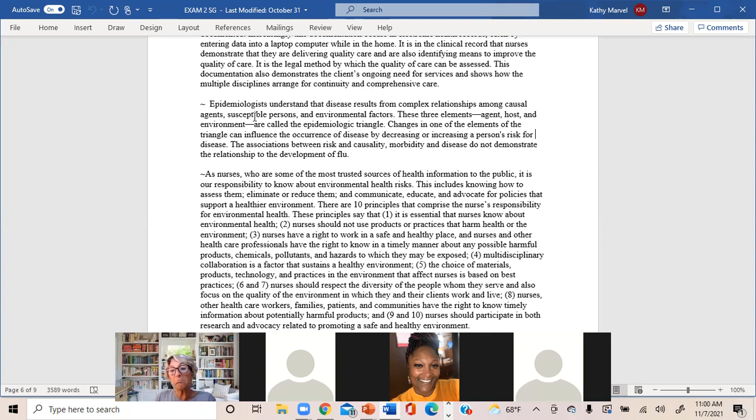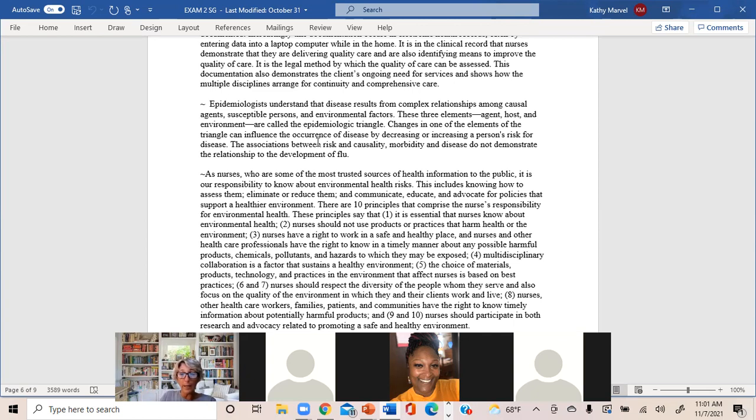Is the agent minimal? Is it, you know, the minor flu? Is it big? Is it COVID? And what's the environment? Is it the community setting? Is it a long-term care setting? Is it a hospital setting? Right? So changes to any of these elements can influence the occurrence of the disease, right? Decreasing a person's risk, increasing a person's risk. It depends. It depends what the agent is, who the host is.